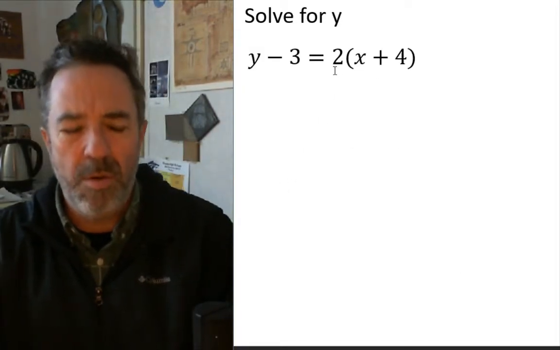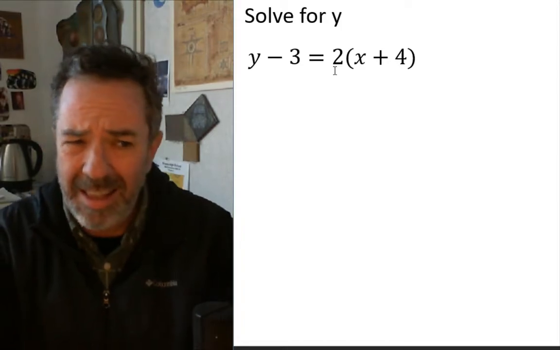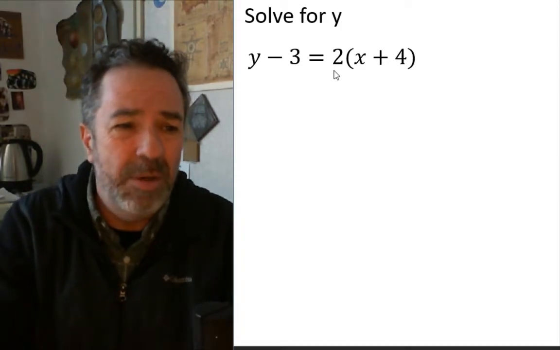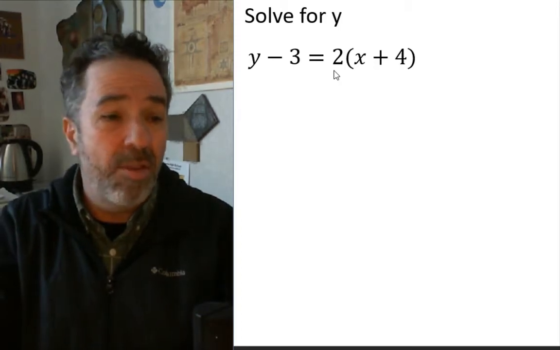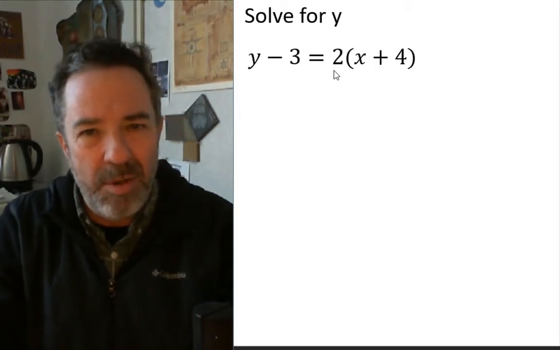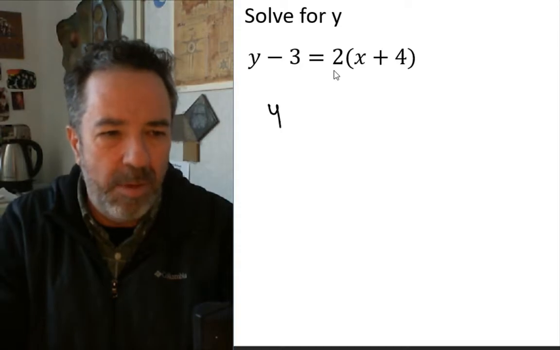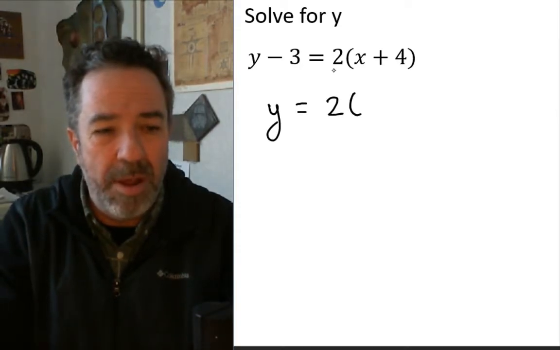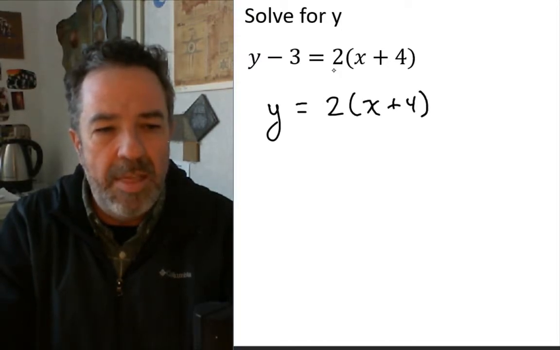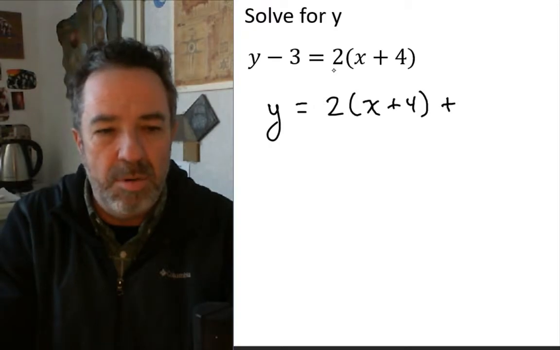This one says solve for y, and this looks like we're going to have a pretty easy time doing this, right? Because what I'm going to do is add 3 to each side. If I add 3 to the left-hand side, it becomes simply y. And if I add 3 to the right-hand side, I'm just going to write what the right-hand side was, 2 times the quantity of x plus 4, and then I've got plus 3.